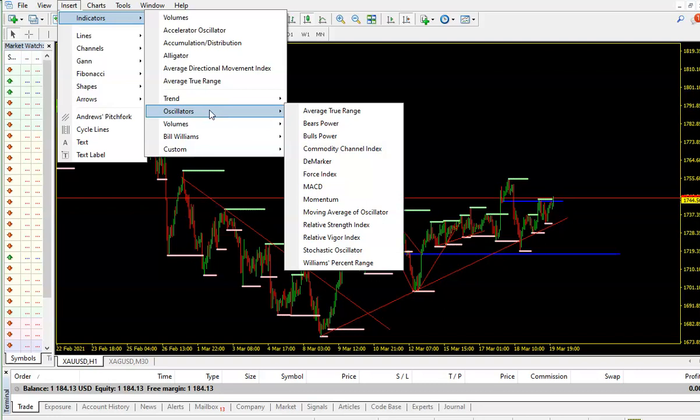Now, some indicators can belong to more than one category. For example, among the oscillators, you'll find that MACD is an oscillator. MACD is, to a certain extent, a very complex indicator. It incorporates many things. When I say that it is complex, it doesn't mean that it is hard to work with. You can work with it in a very simple way, but it incorporates many things.